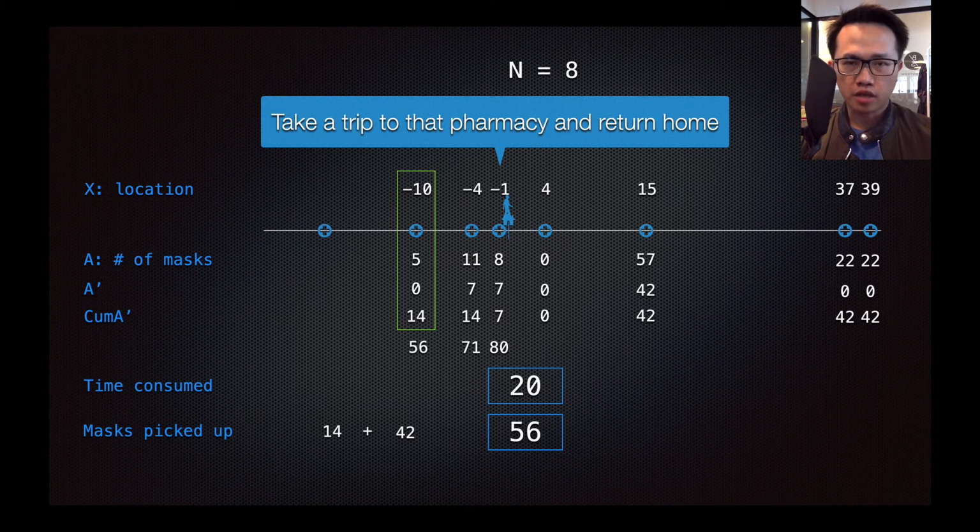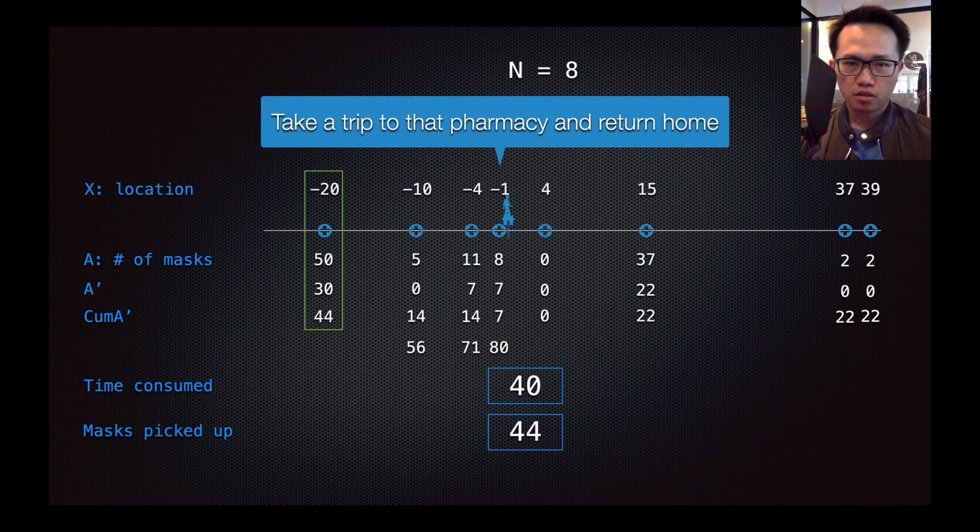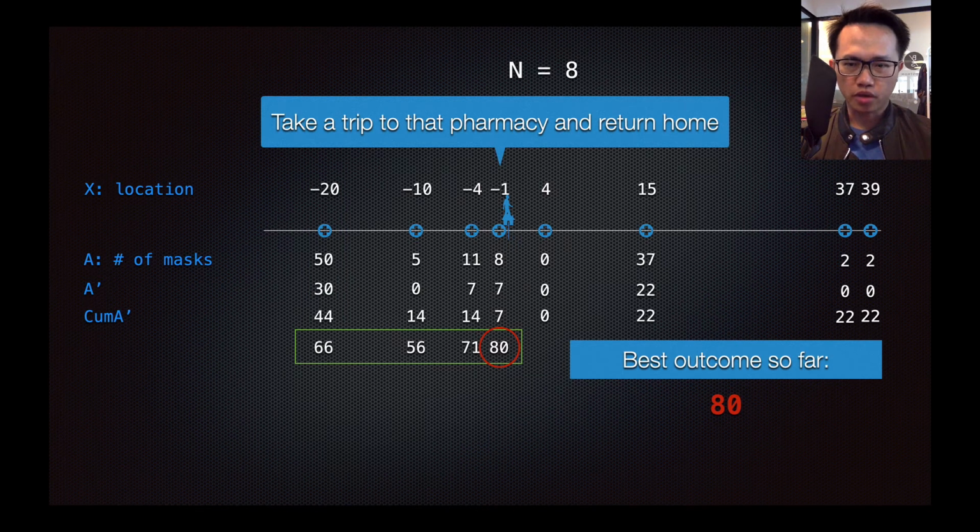Let's see if he has any better luck from the fourth pharmacy. So he takes a trip to the fourth pharmacy on the left and goes home, a round trip of 40 seconds. He can pick up 44 masks, because there are still a lot of masks in the fourth pharmacy. And now at t equals 40, a lot of masks are gone on the right hand side, and only 22 can be collected. And that's a total of 66 from this trip. A little bit better than the previous scenario, but not as good as the first scenario, which turns out to be the best scenario, 80 so far.